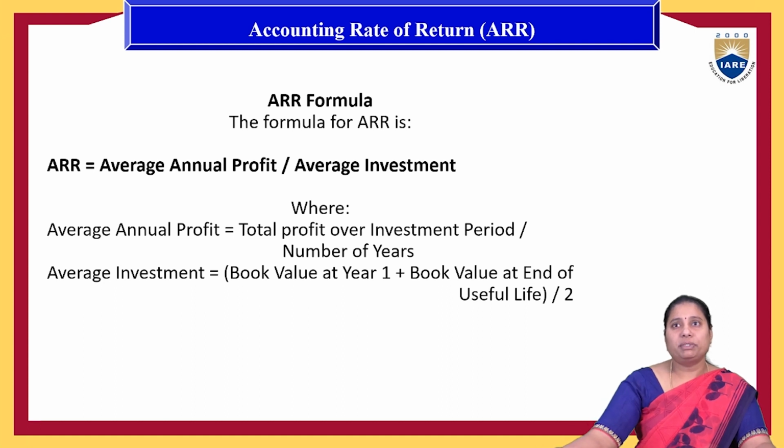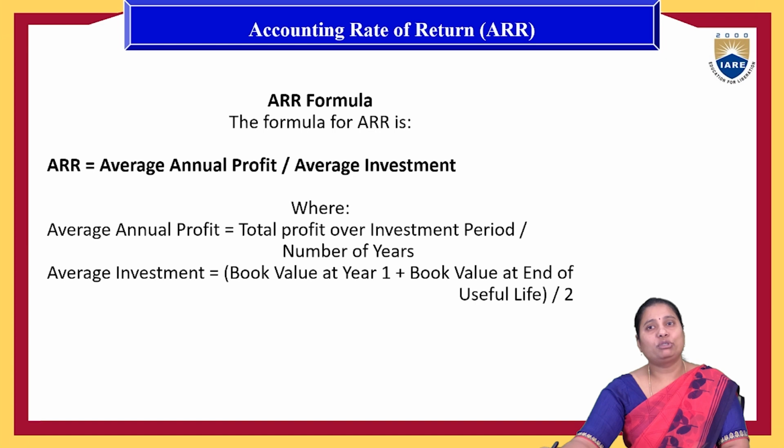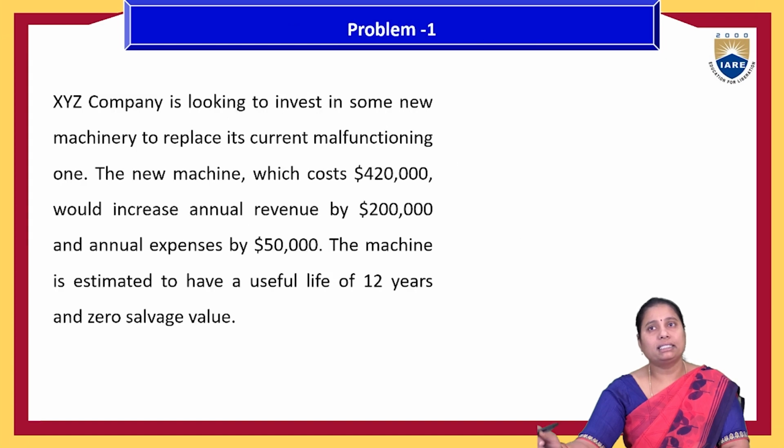The next concept is the accounting rate of return. The accounting rate of return is calculated with the formula of average annual profit divided by the average investment. From this, we can calculate the average rate of return. Let us see this problem.